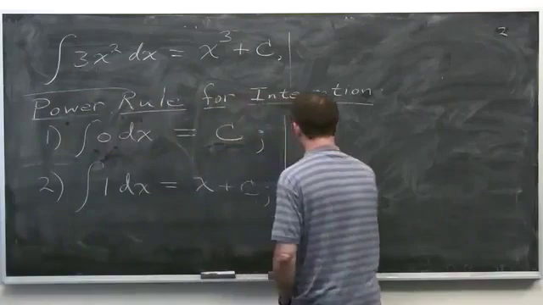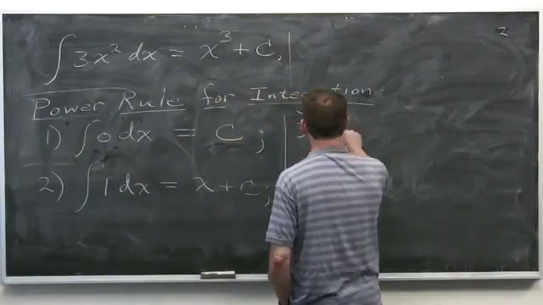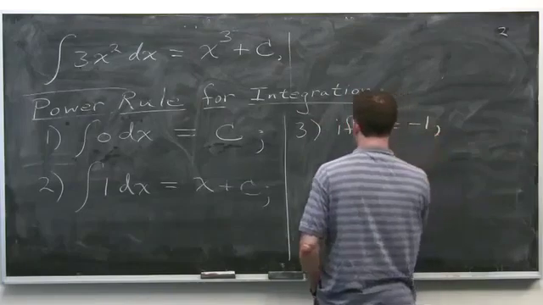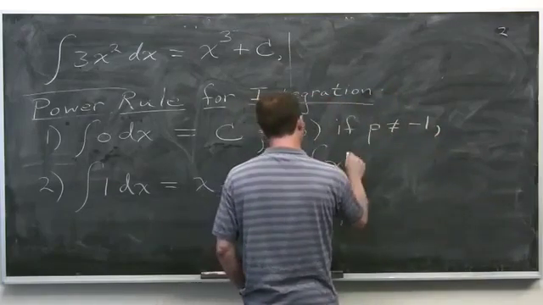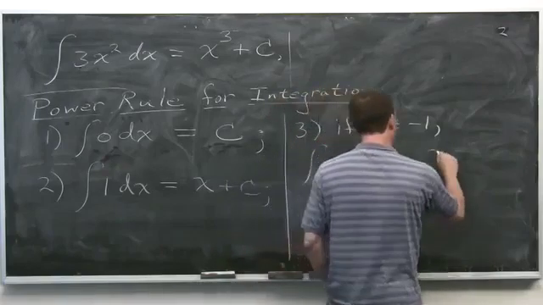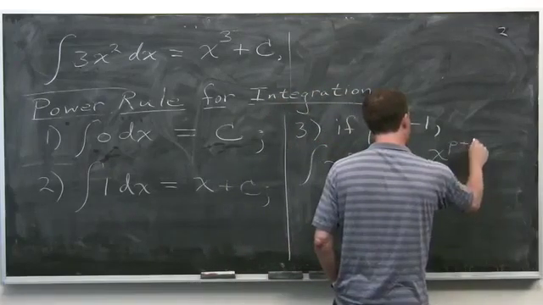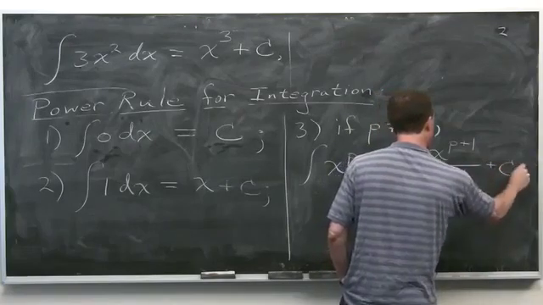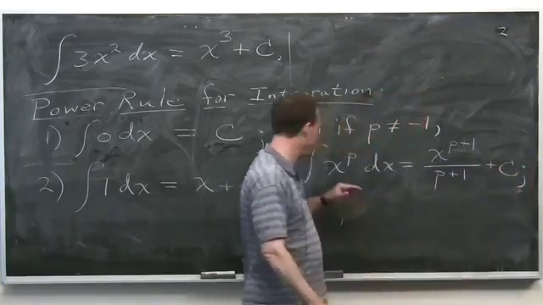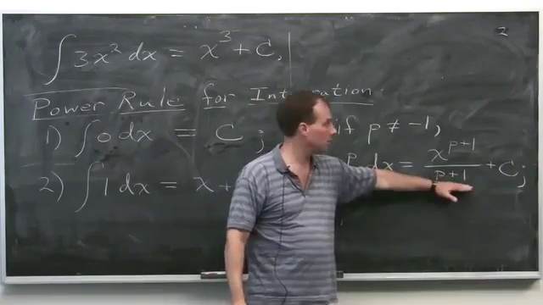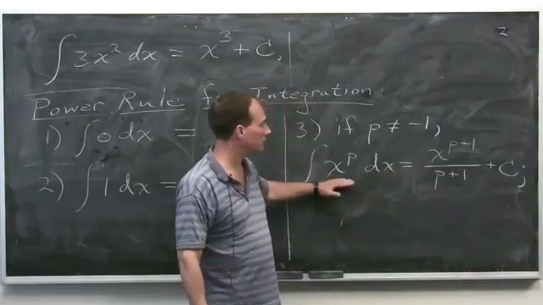The big case, case 3, is if p is unequal to minus 1. The antiderivative of x to the p with respect to x: you add 1 to the exponent, divide by the new exponent, and put in a plus c. Why is this? Because you take the derivative of this and you make sure you get x to the p.